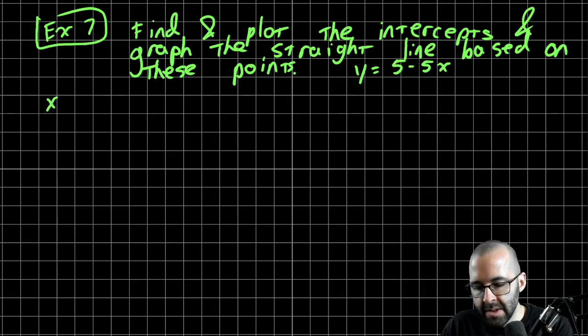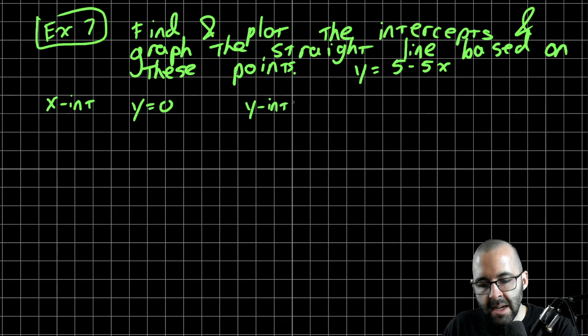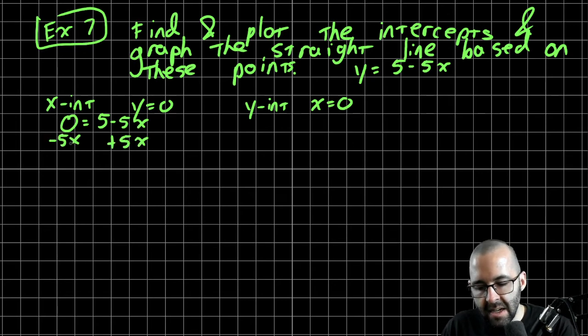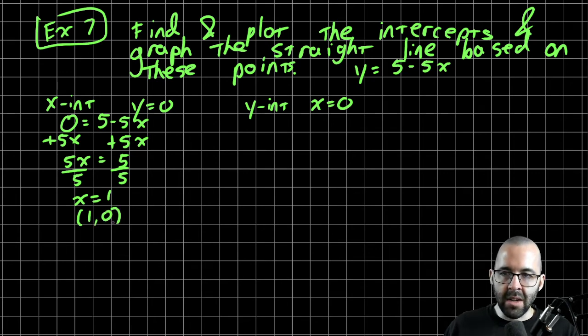Okay, so let's proceed the same way as before. The x-intercept is when y equals 0, and the y-intercept is when x equals 0. So plug in 0 for y. We get 0 equals 5 minus 5x. We have to solve for x. A couple of ways of doing it, but I'm going to add 5x to both sides. That's going to give us 5x equals 5. Divide both sides by 5. We get x equals 1. The x-intercept is at the point 1, 0.